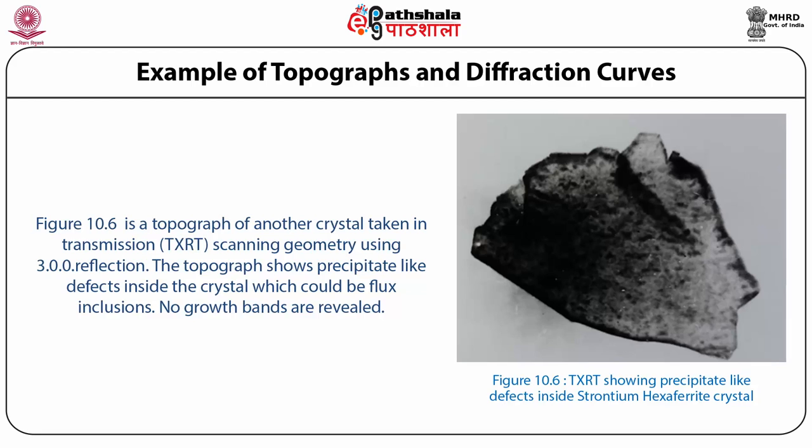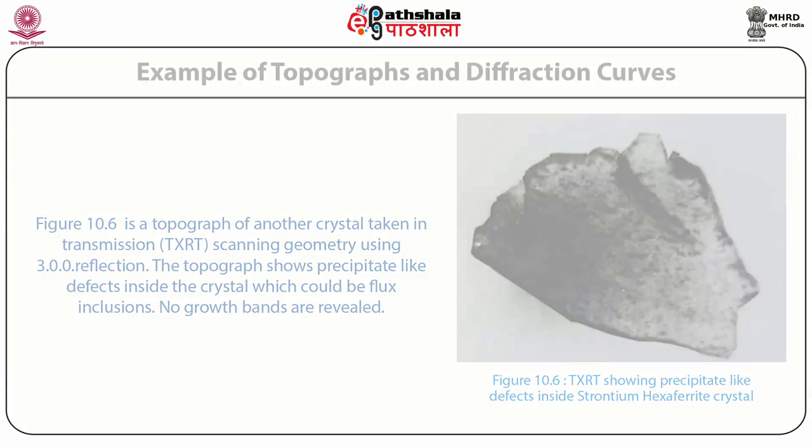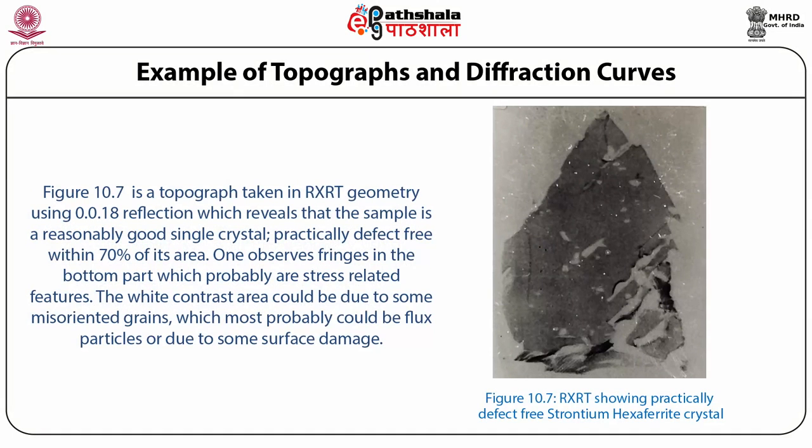The topograph shows precipitate-like defects inside the crystal, which could be flux inclusions. No growth bands are revealed. Figure 10.7 is a topograph taken in RXRT geometry using 0.0.18 reflection, which reveals that the sample is a reasonably good single crystal, practically defect-free within 70% of its area.